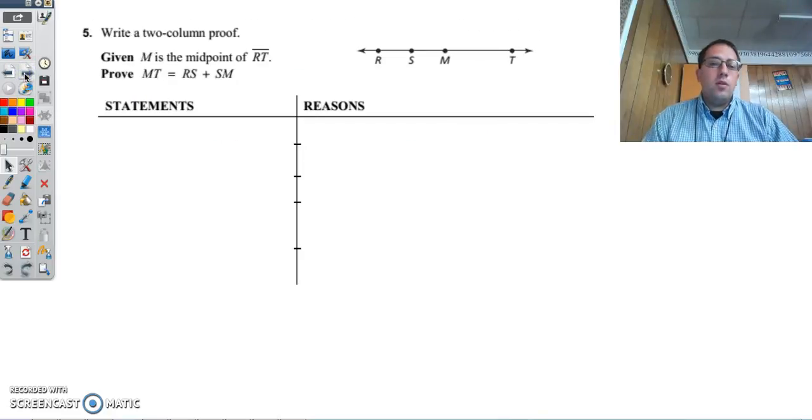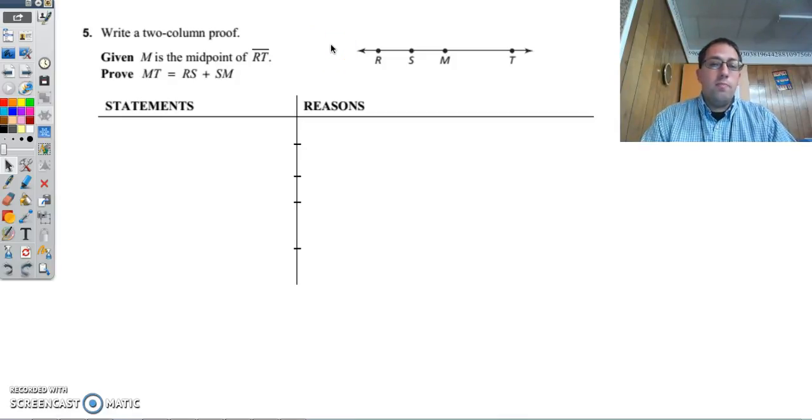Okay, so what we're going to do is this two-column proof here. We are given that M is our midpoint. We want to prove that segment MT equals segment RS plus segment SM. I would like you to pause the video and see if you can do this on your own and then come back.